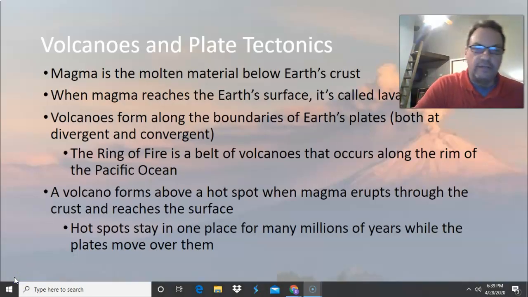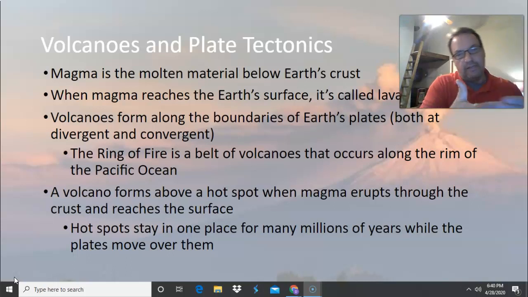Okay, and a volcano can also form above a hot spot. And although these are not occurring at a convergent or a divergent or a transform boundary, these are where the plate just goes over a hot spot in the magma and it burns through, you might say. And so when the magma erupts through the crust and reaches the surface, this is the way the Hawaiian Islands were formed. There's a hot spot in the magma right there, and the crust might have been a little bit thinner.